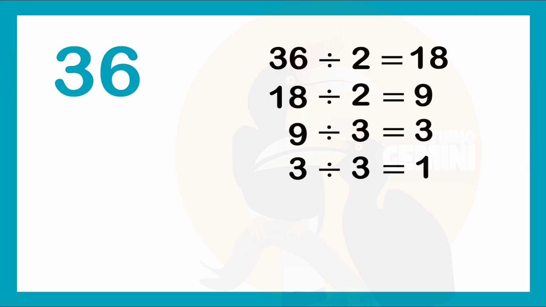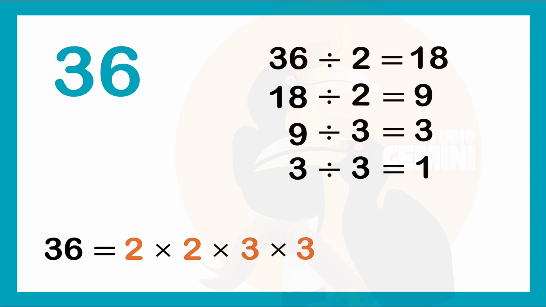What prime numbers have we used to find a quotient of 1? Let's put them in order from least to greatest. 2, 2, 3, and 3. We will take all of these prime factors to write out our prime factorization of 36. 2 times 2 times 3 times 3.